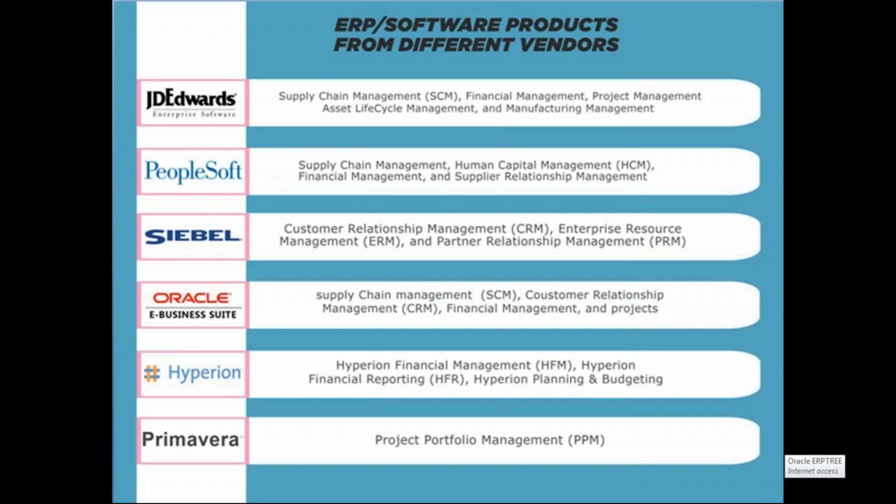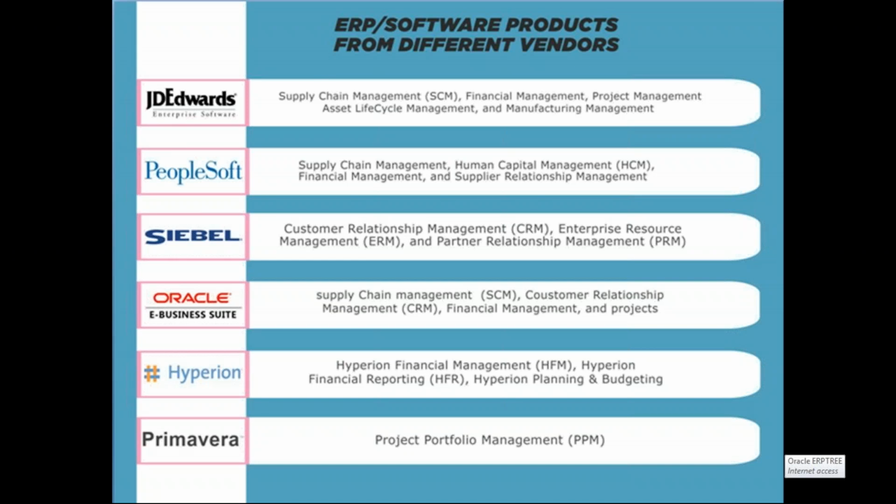When you talk about Hyperion, this is for reporting, planning, and budgeting purposes. So definitely these are all doing very well in the market. And Primavera is very famous for project portfolio management. When you say project portfolio management here, it's more of project scheduling and that sort of solution. This Primavera is very famous.